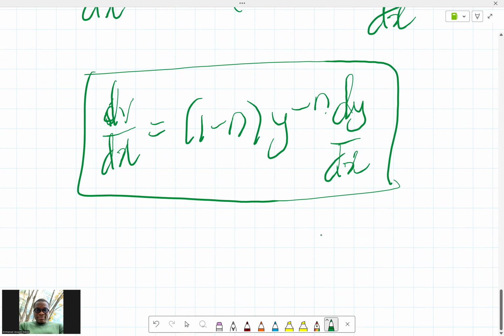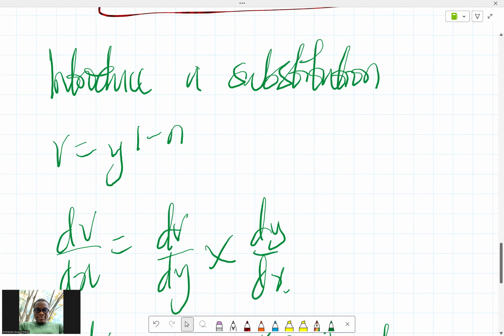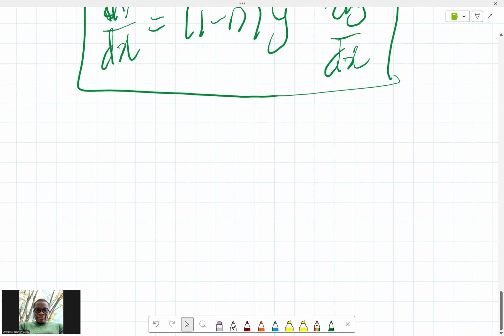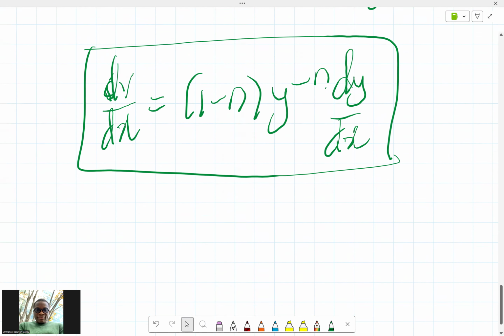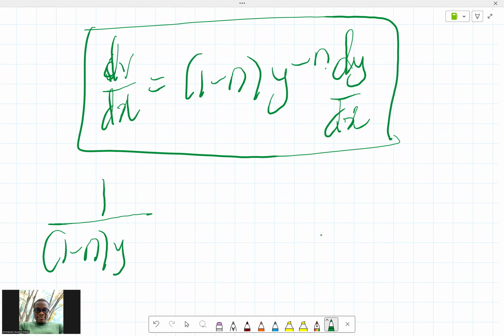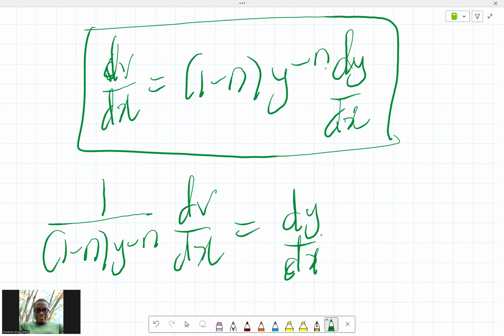What if we want to make dy/dx the subject of the formula so that we can easily replace it up there later on? We can do this transformation: 1 over 1 minus n times y raised to power minus n times dv/dx equals dy/dx. That's if we transfer all this to the other side.